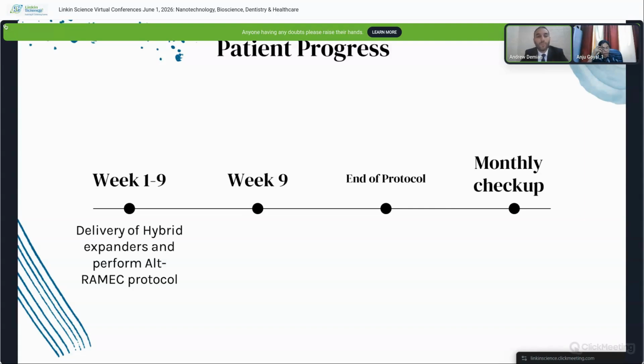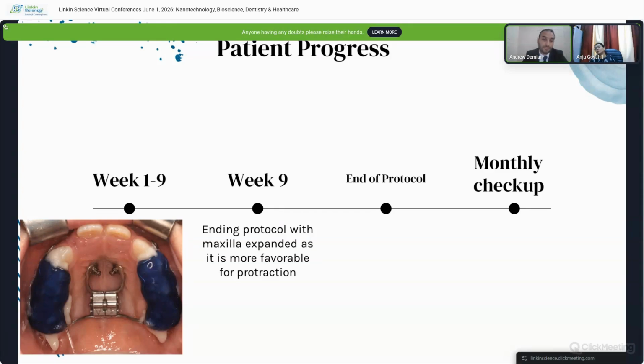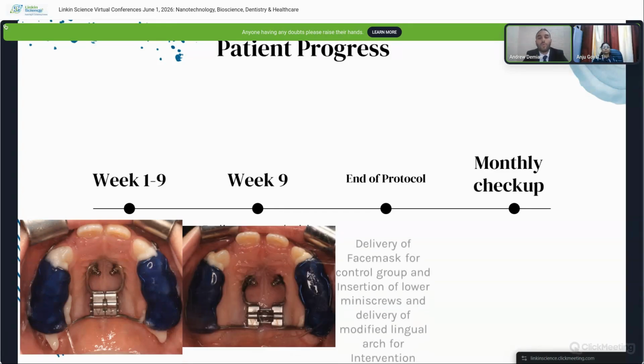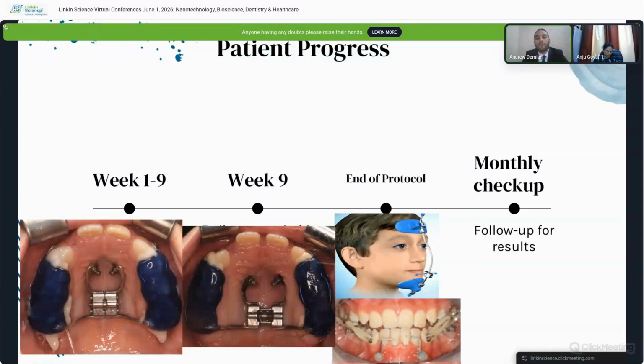So what have we actually done? First of all, we placed the hybrid expanders and performed the ALT-RAMEC protocol to week 9. Week 9 means that we ended up with the maxilla being expanded, because this is more favorable for the protraction. Then at the end of the protocol, for the control group, we delivered the face mask to start the protraction. For our intervention group, we placed the modified lingual arch and the screws in order to start the protraction technique intraorally. Then we followed up the patients for about 6 months.